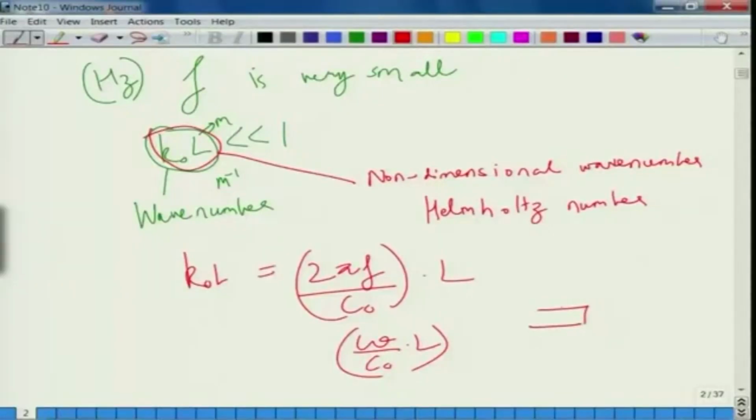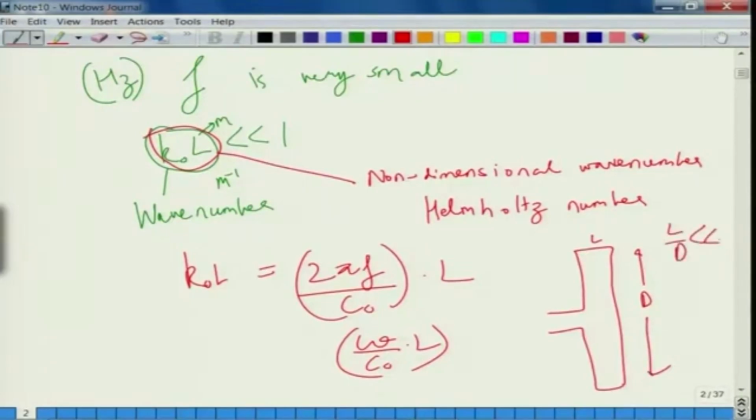Similarly, you might also have the other scenario where f naught need not be very small, but the length or the characteristic dimension is very small. Under those situations also the entire system behaves like a lumped system, like a very short cavity, where the length is very small. Maybe you can actually have things like a very flattened out duct, something like this. This is the length, this is the diameter. So, L by d is much less than 1.